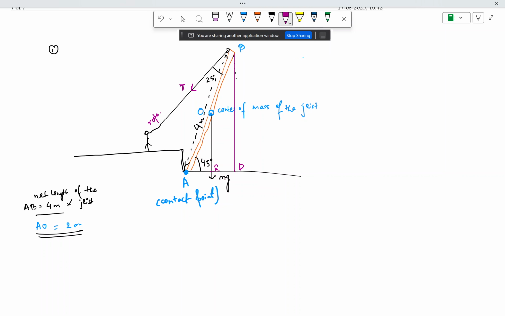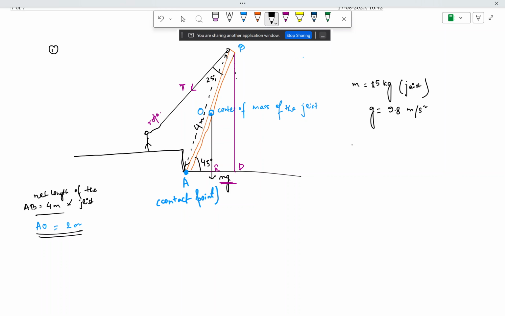Now, this mg is the gravitational force acting downwards because of the weight of the entire rod acting down effectively from its center of mass point, right? Now, in the question, this m is given to you. This m is 15 kg for the joist. Okay, and g is the gravitational acceleration, which is 9.8 meter per second square in SI unit.